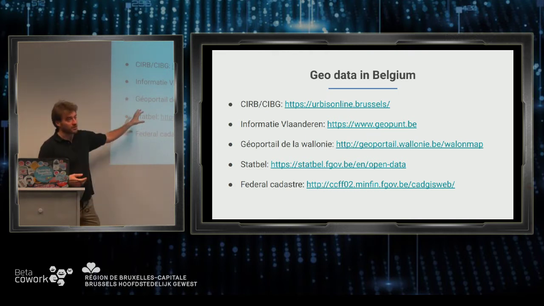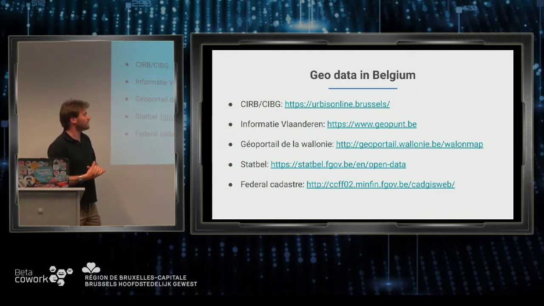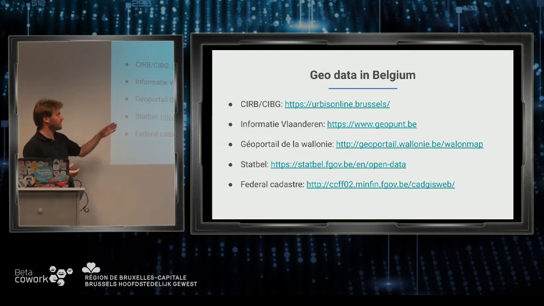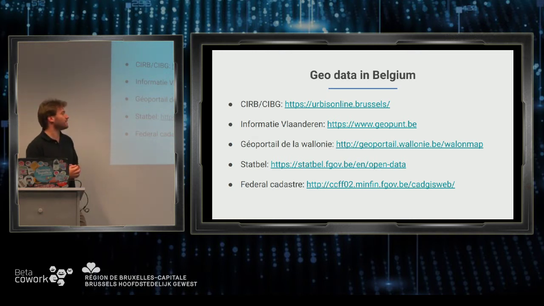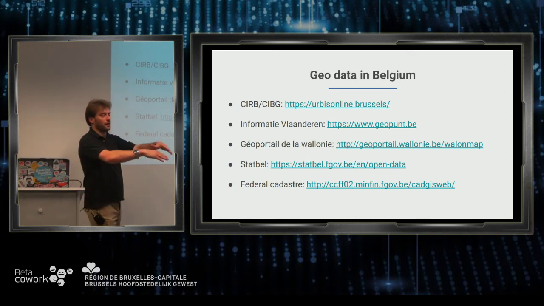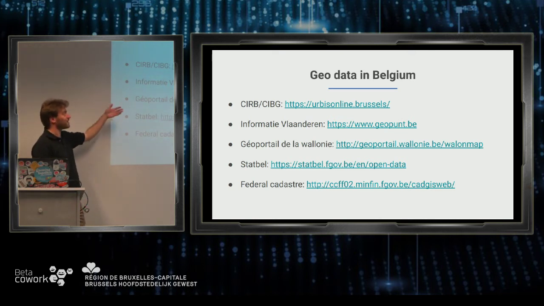You can find lots of data that has a geo component to it on the federal website for the Institute of Statistics, StatBel, and you can also find information about the federal cadastre. That's information about the parcels, which is a federal thing, as opposed to buildings, which is a regional competence.